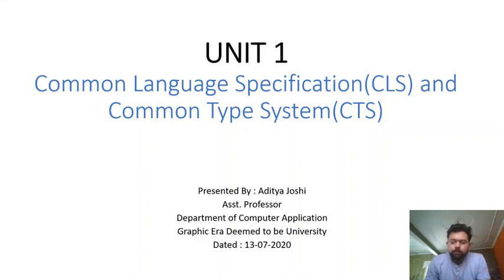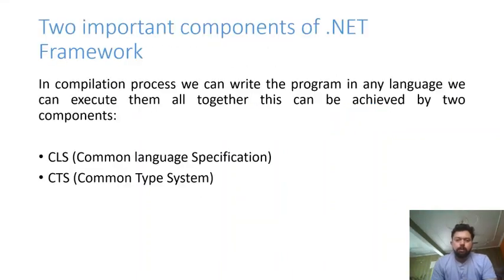Hello dear students. In this video lecture we are going through these components of the .NET framework, that is CLS and CTS. CLS stands for Common Language Specification and CTS is Common Type System. These are the two important components of the .NET framework.